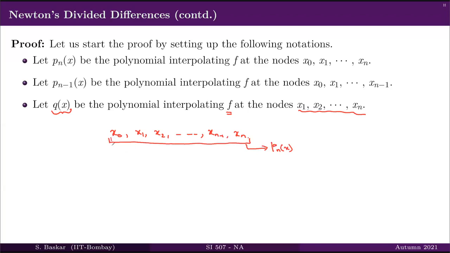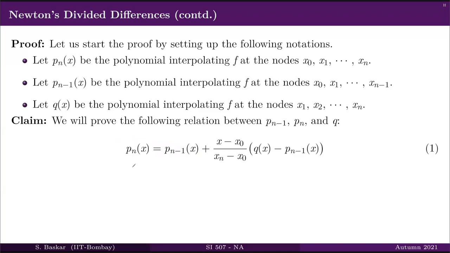If you take only the first n minus 1 nodes, then that polynomial is Pn minus 1 of x. And I'm leaving the first node and taking the second node onwards till the last node, right? That is denoted by q of x. So just keep these notations in mind. And we want to prove that Pn of x is equal to Pn minus 1 of x plus (x minus x0) by (xn minus x0) into (q of x minus Pn minus 1 of x). Let us prove this first, and from here we can immediately get the required formula.